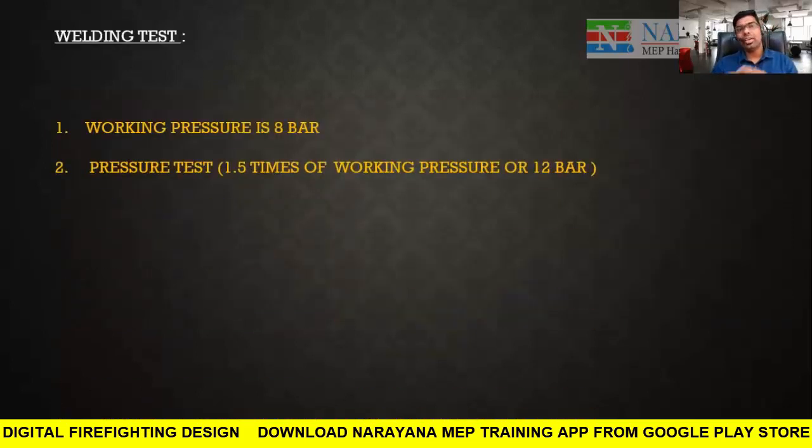After that, we'll do a pressure test, obviously. If your working pressure is 8 bar, you have to test at 1.5 times the working pressure. So generally we do it at 12 kg. 12 kg, or 15 kg, most people do it. This is the standard we follow for the pressure test.